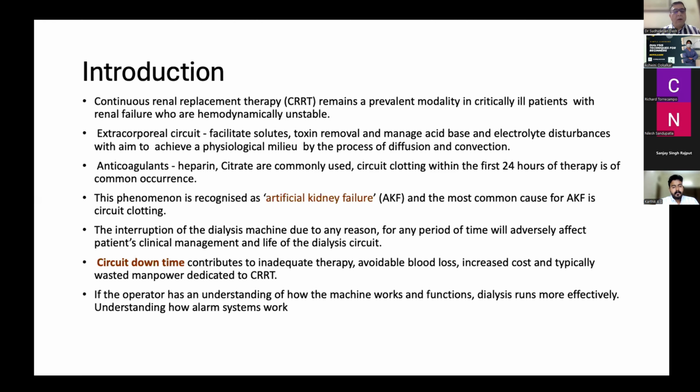And this circuit downtime contributes quite significantly to inadequate therapy, avoidable blood loss, increased costs, and typically waste of manpower, which is dedicated for the CRRT. Hence, we need to know what the machine is and what the alarms and alerts are, which are required to be known to us so that effectively we can deliver the CRRT.